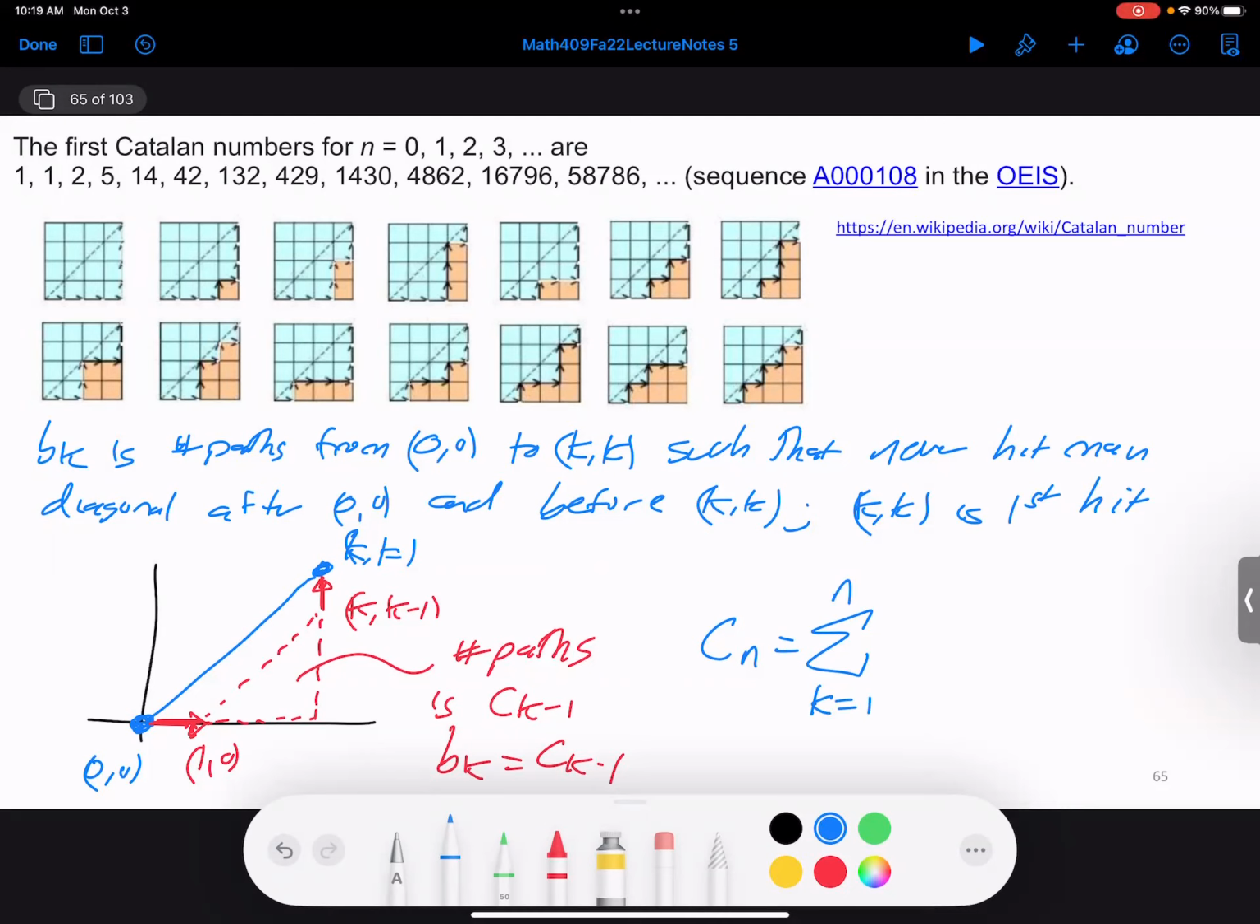So if you think about what's going on, here is my line. Here's 0,0. Here's NN. And let's say the first hit here is at KK. So I have some path that gets me up over here. And now, how many paths are there in this window over here that keep me down here?